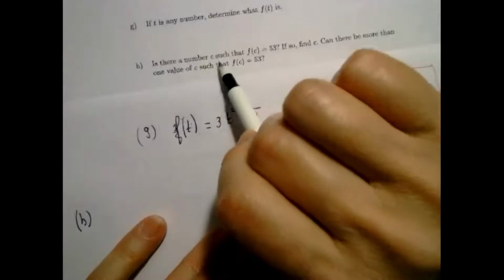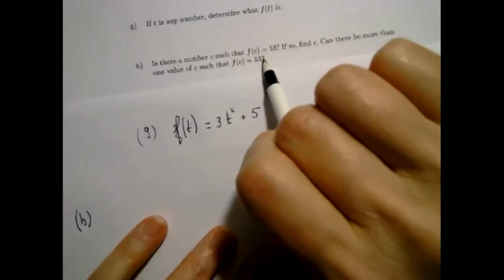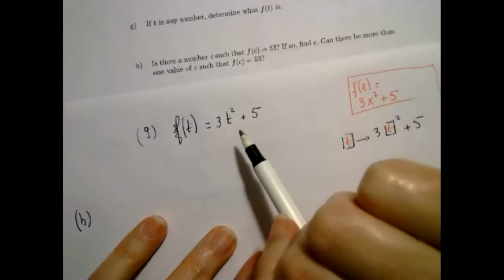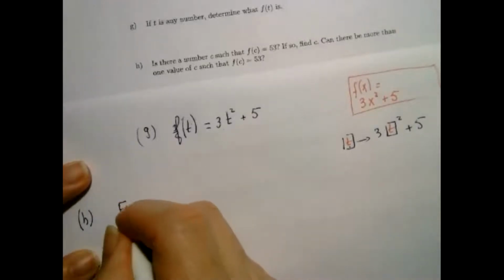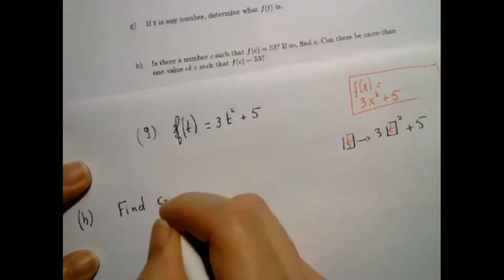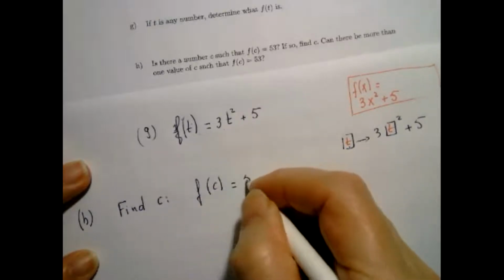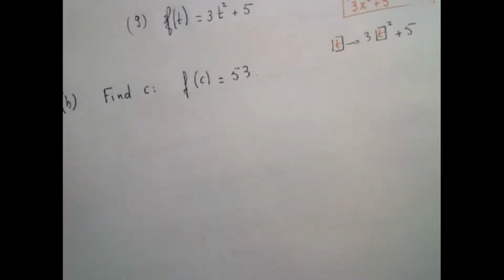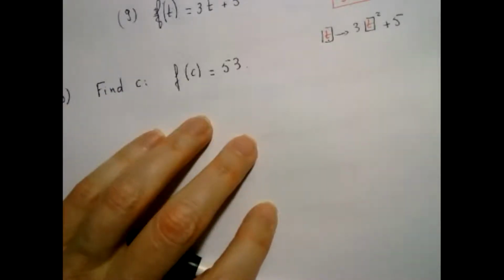Is there a number C such that f of C equals 53? What are they asking for? And what are they giving you? So I rewrite the question to make it a little bit clearer. What are they asking you for in this question? Very good, whoever answered. So I will pick one of you, for example, and ask, what do you understand?